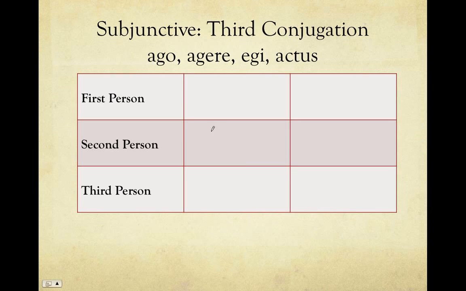Third conjugation, our consonant stem. We take our stem, ag. Remember, we fear a liar. So A, and our endings. Agam, agas, agat, stem, vowel shift, ending. Agam, agas, agat, agamus, agatis, agant.